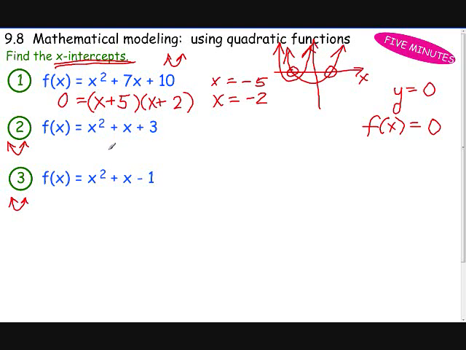Let's try this one. So we're going to say 0 equals x, and we've got x. We're looking for two factors of plus 3 that when we add them together will give us a plus 1. There's no way that is going to happen. So, x-intercepts.